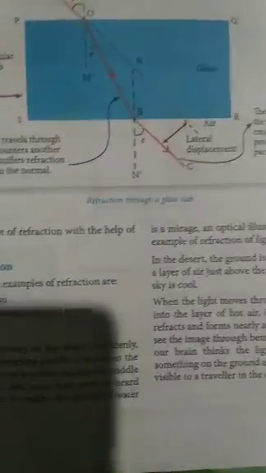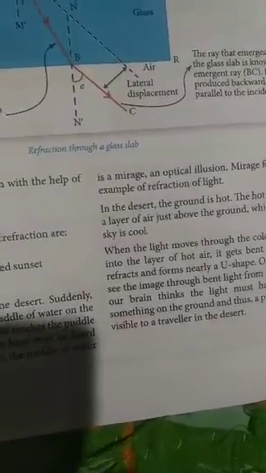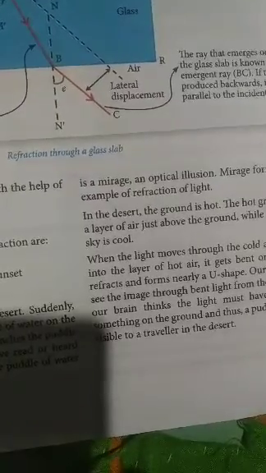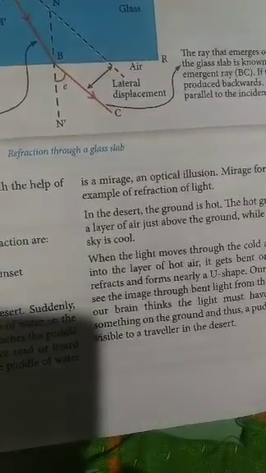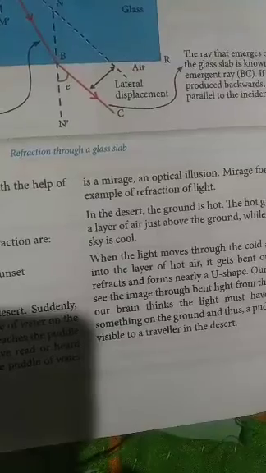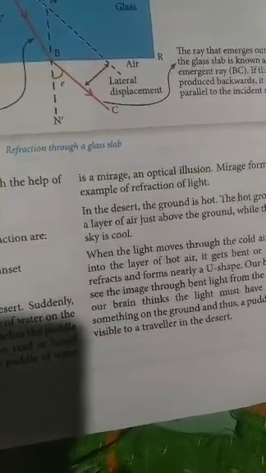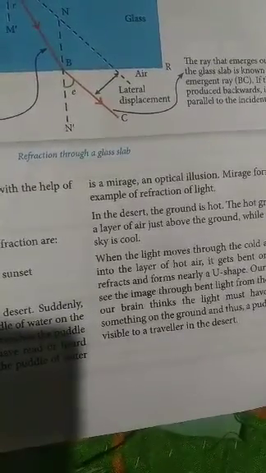Examples of refraction. The two common examples are the formation of mirage, and advanced sunrise and delayed sunset. Mirage formation. A traveler has lost his way in the desert. Suddenly the traveler sees a shimmering puddle of water on the horizon, but as soon as the traveler reaches the puddle of water, it disappears. You must have read or heard about this story before. In reality, the puddle of water is a mirage, an optical illusion. Mirage formation is an example of refraction of light.